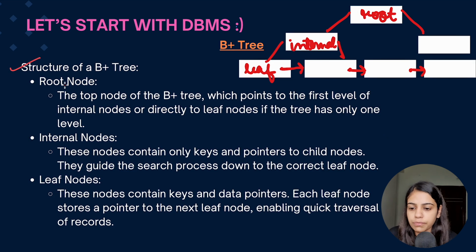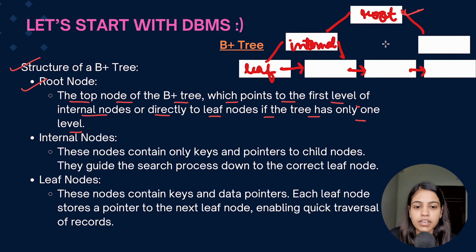Now what is the structure of B plus tree? The first is the root node. The root node is the top node of the B plus tree, which points to the first level of internal nodes, or directly to the leaf nodes if the tree has only one level. So this is the root node which points to the internal nodes, and if there are only two levels of nodes present, then it points to the leaf nodes.